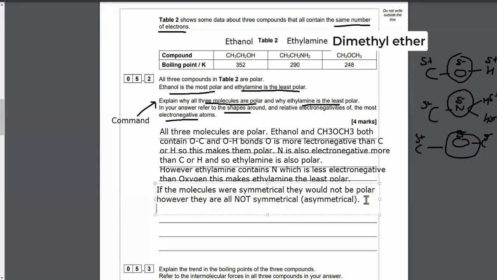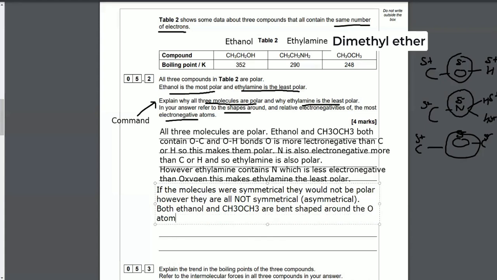So, both ethanol and I'm just going to call it CH3OCH3 because I can't be bothered to name that one. And you should do the same. If you can't work out the name of any of these, just refer to it by how they've shown the structural formula in the table. So both ethanol and CH3OCH3 are bent shaped around the O atom, and ethylamine is not tetrahedral.